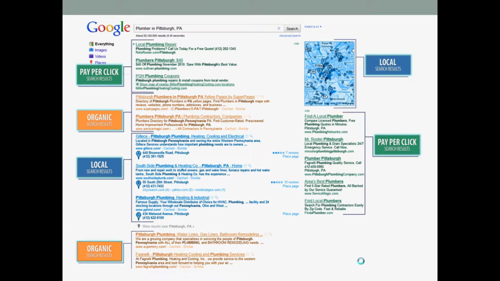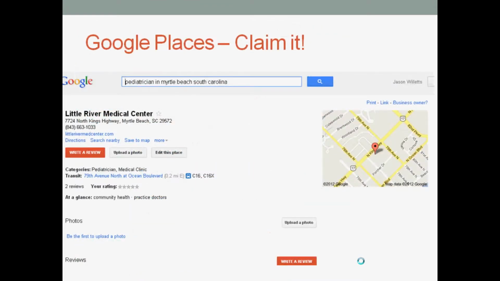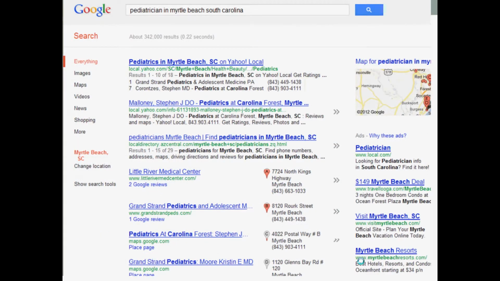So the way to claim, if you are coming up in here, what you want to do is claim your place. And to do that, in this case, Little River would click on these 2 Google reviews. They would click on that link. Or this place would click on the place page, and when they do that, they're taken to a page that looks like this. It's essentially a mini 1-page summary of the practice according to Google.